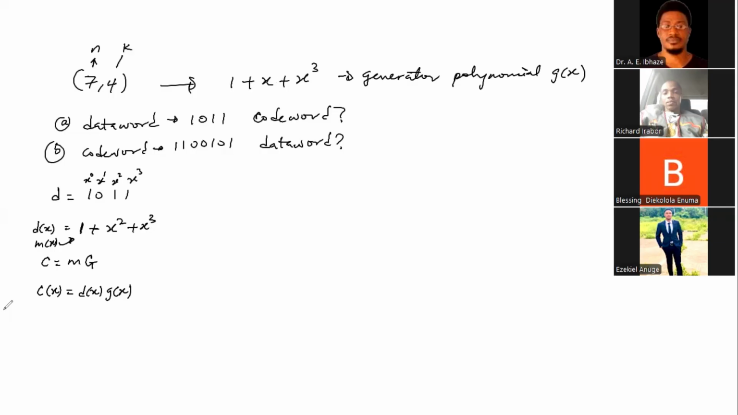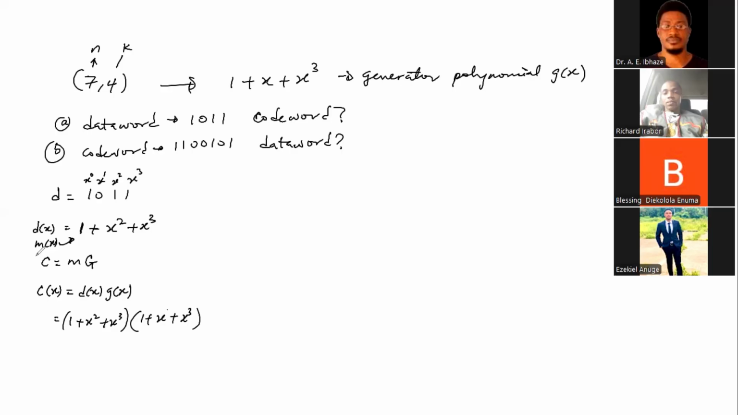Right? Yes, sir. And then this now will be the same as 1 plus X squared plus X cubed times the generator polynomial, which is 1 plus X plus X cubed, right? X cube. Yeah. Sorry, sir. I didn't know how you got that D of X. Okay, we got it from the data word. This is the data word, which is given, and we have to evaluate the code word.